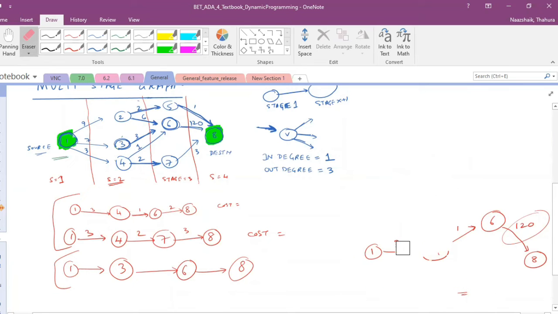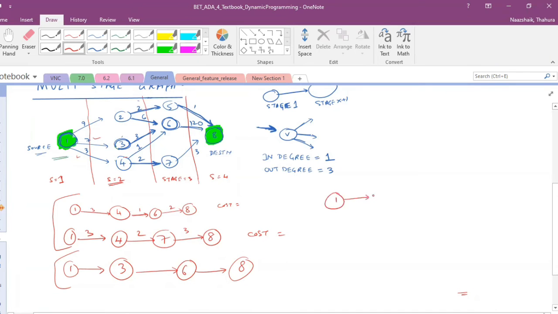I hope you understood what the problem with the greedy algorithm is here. So in dynamic programming, we have to evaluate all the possible paths. So we did this with the 4 vertex, we did it with this 3 vertex. Let's do it with the 2 vertex. So we have to check this also.